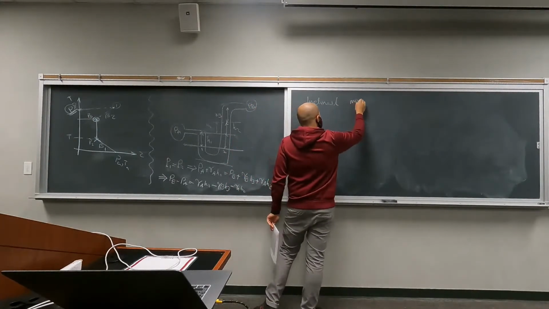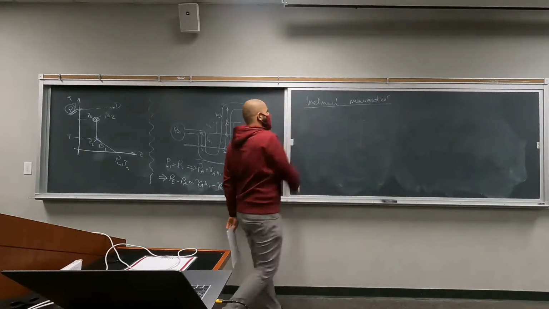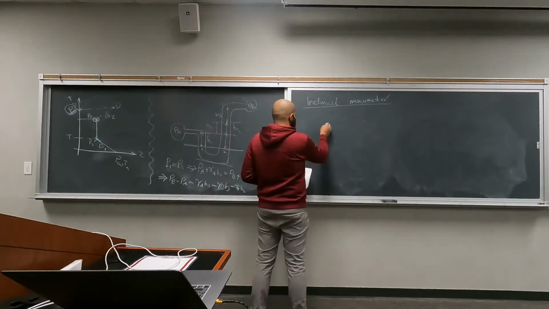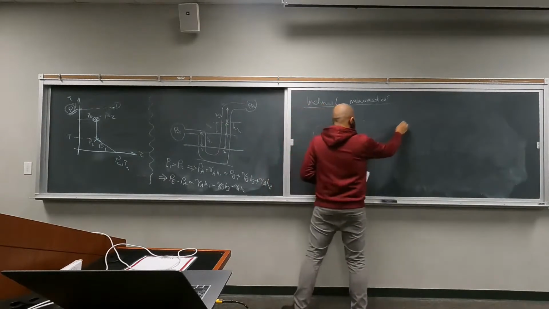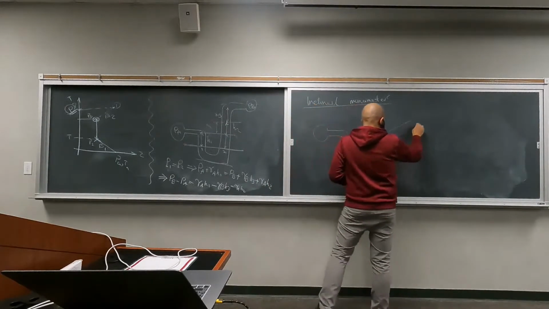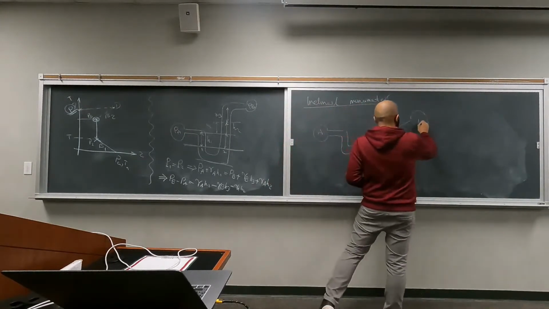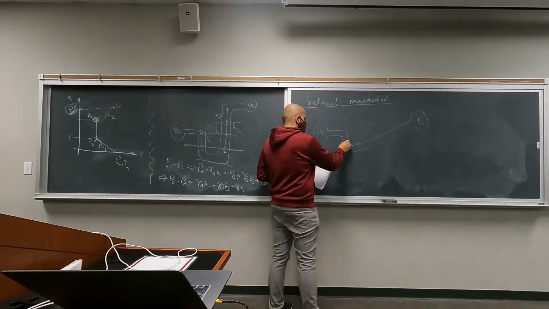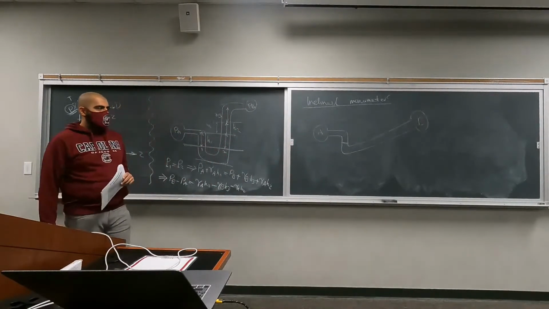Inclined manometer. What does an inclined manometer mean? It is not that hard, something like this. It is inclined. So point A, point B, and this is the interface between liquid A and liquid B.